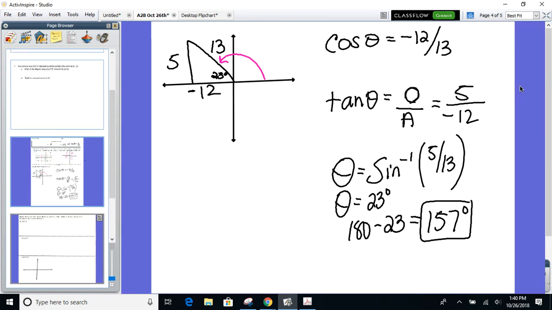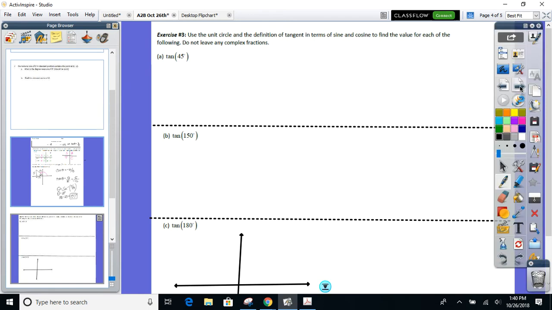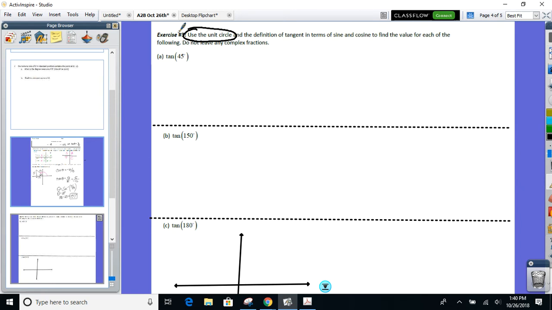All right, let's go back to the unit circle, our boy. Now let's start finding tangent values using the unit circle. Tangent of 45. So everyone go to the 45 degrees. Do we remember what that coordinate would be at 45? Yep. Radical 2 over 2, radical 2 over 2.